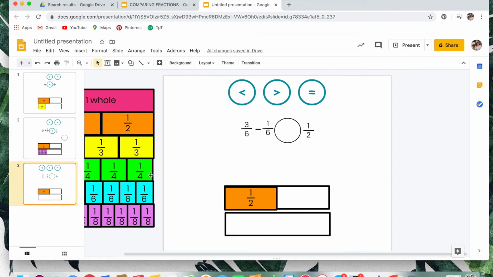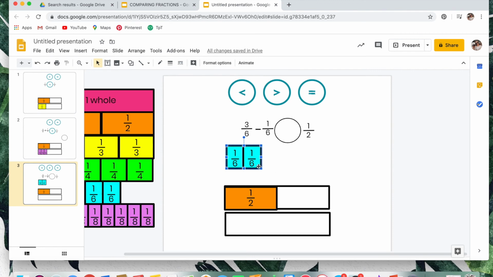For our last problem, we're going to try with subtraction. So I have 3/6 minus 1/6, and I'm going to compare that to 1/2. So I'm going to come over here and take 3/6 from my fraction tiles. My equation though is telling me to take 1/6 away. So even though I took 3 because it asked me to in the beginning, I'm going to take 1/6 away and put it back because I'm subtracting it. So now I have 2/6. I need to compare 2/6 to 1/2.